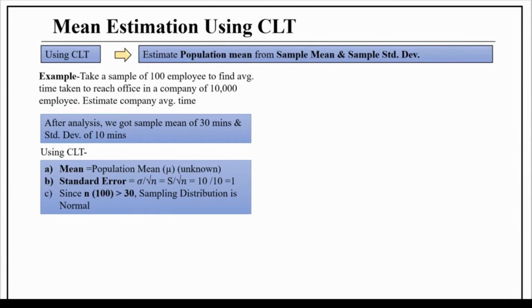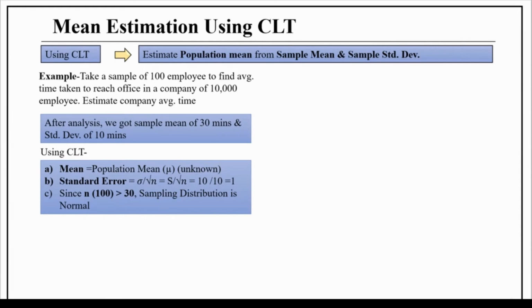The first property of CLT is sampling distribution mean, which is equal to the population mean, which is unknown here. The second property is standard error, which is equal to the population standard deviation divided by square root of sample size. Since we do not know population standard deviation, we will go for the sample standard deviation divided by square root of sample size. So here the sample size is 100 and the sample standard deviation is 10. Therefore, the standard error is equal to 10 divided by square root of 100, which is 1 minute.